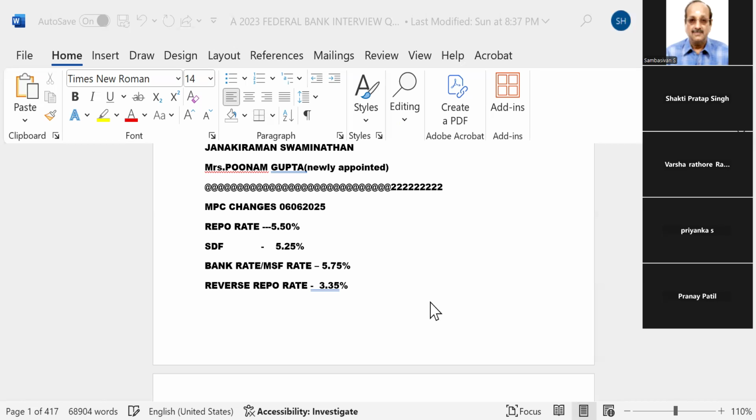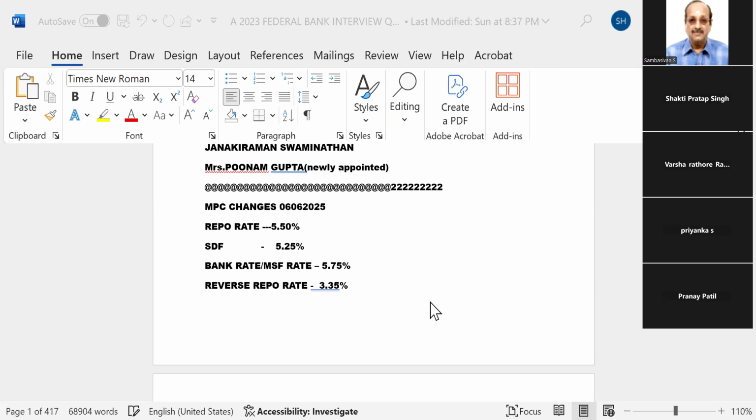Now, how is the repo rate used by our Reserve Bank of India? The Reserve Bank's goal is to have the inflation rate at 4% plus or minus 2, that is 2% to 6%.